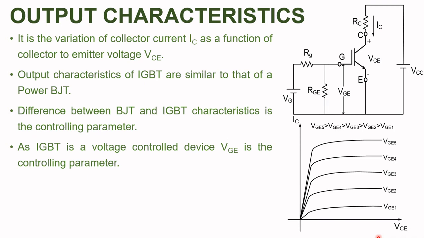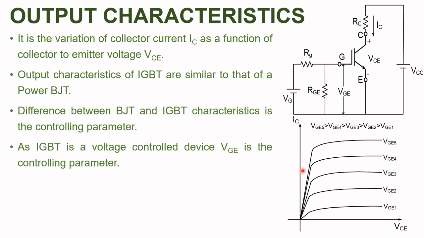If we go on increasing the gate to emitter voltage, then for a particular value of collector to emitter voltage, the value of collector current will go on increasing. This can be seen from the figure shown. In this figure, we can also see the three different operating regions of IGBT.